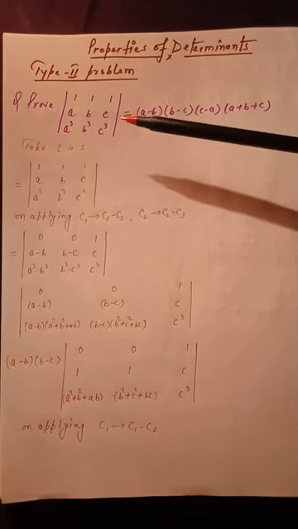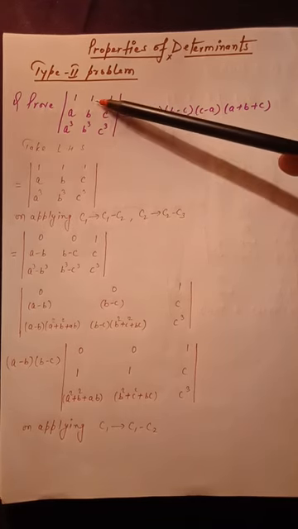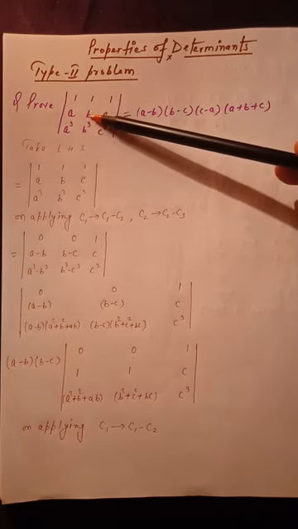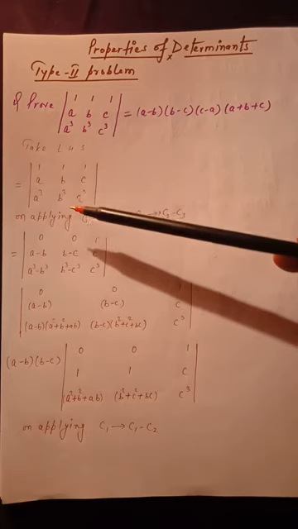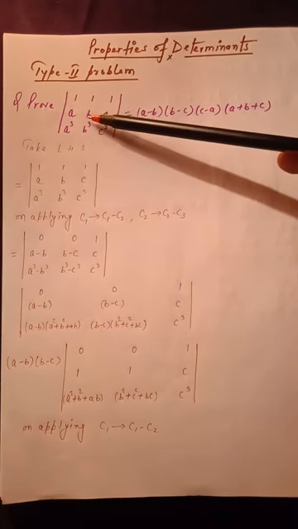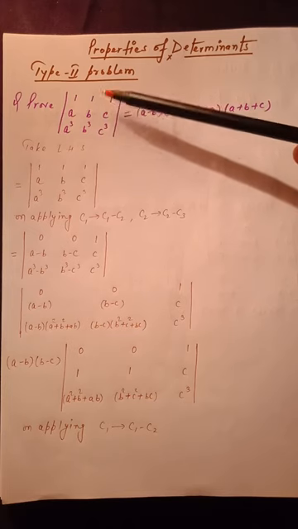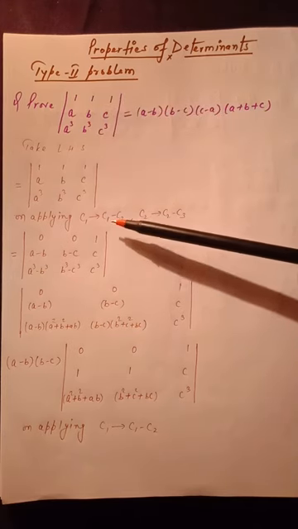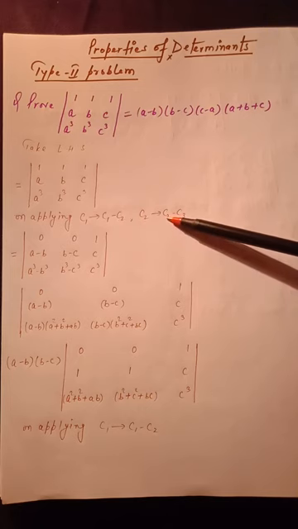So for this, here we have to subtract c2 from c1, then only we will get a minus b. So this hint is sufficient. So apply c1 is equal to c1 minus c2. Similar case for b minus c, we have to subtract c3 from c2. So I am applying two operations, c1 is equal to c1 minus c2 and c2 is equal to c2 minus c3.